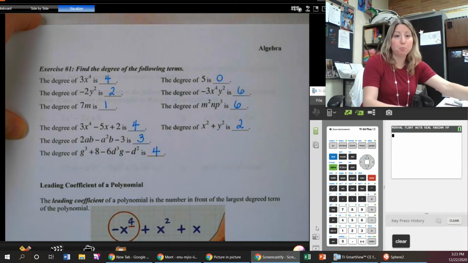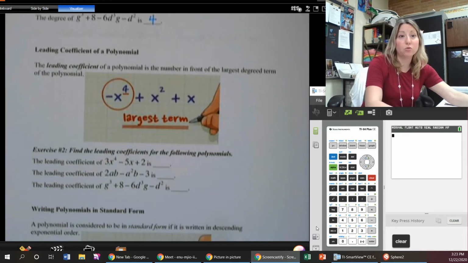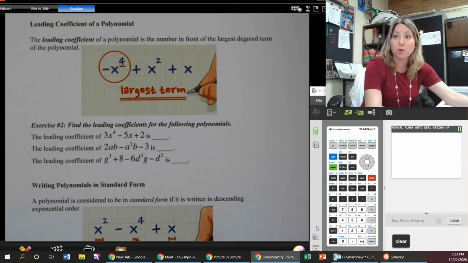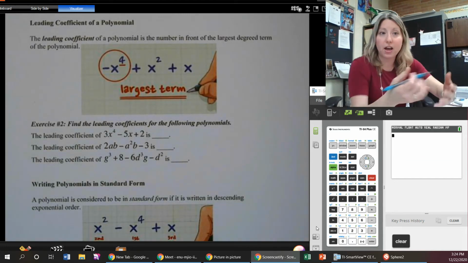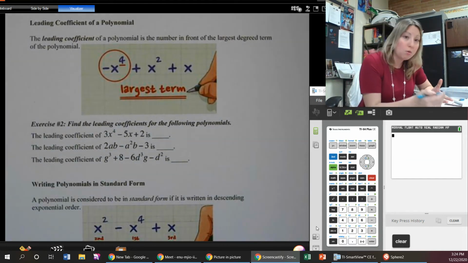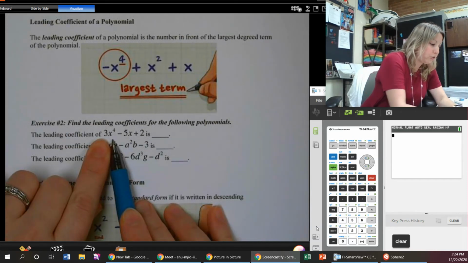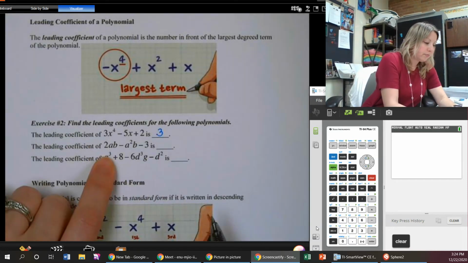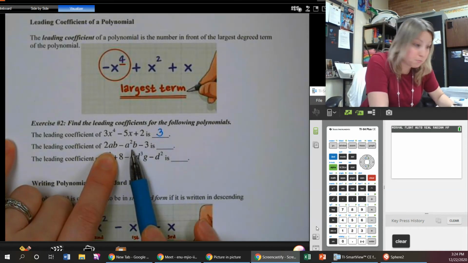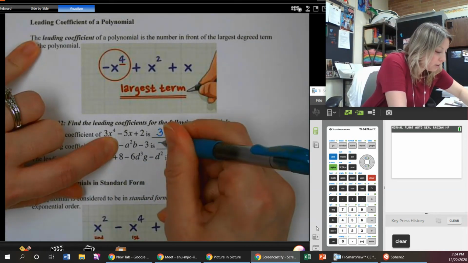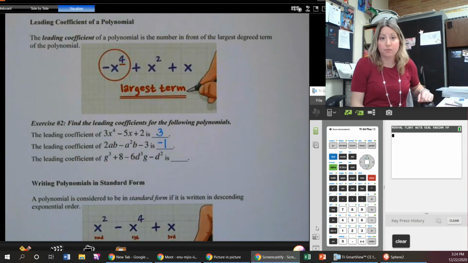So typically we like to put things in standard form for that reason. So then you can just say, oh, it's the first number in the term, right? It's the first number in the whole polynomial. That's the leading coefficient. So here, the leading coefficient is 3. Here, look at all your terms. This is a higher degree term. The leading coefficient is -1. Yes, the sign goes with.